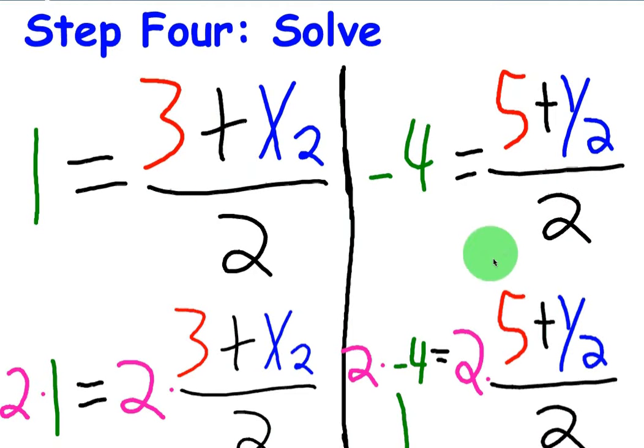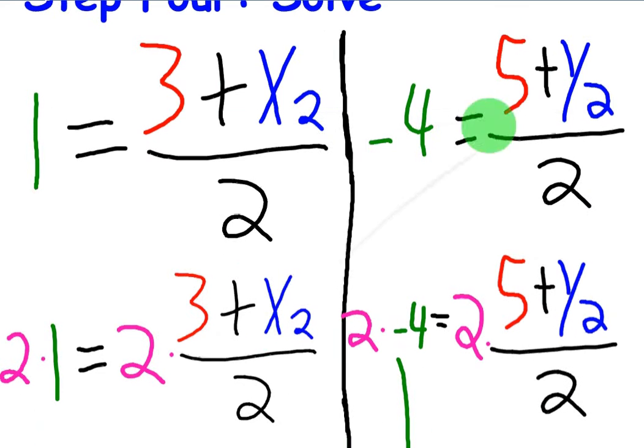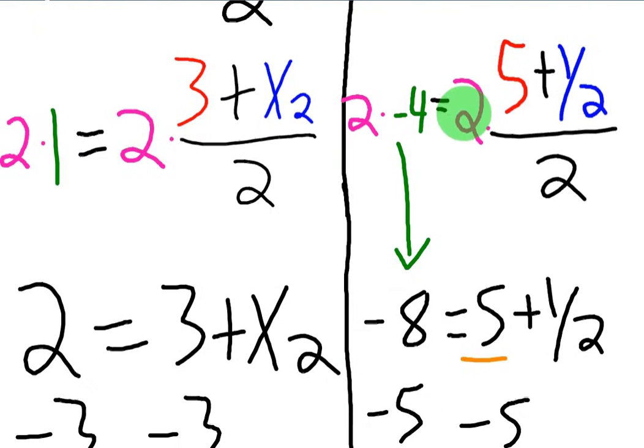The way to solve the left one is multiply both sides by 2, first of all. And the way to solve the right one is to also multiply by 2. So we're going to multiply 2 to both the left and right. On the left, we get 2 equals 3 plus x2. The 2's cancel. On the right, the 2's cancel. 2 times -4 is -8. That's equal to 5 plus y2.